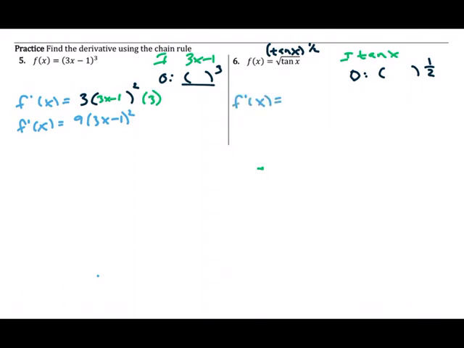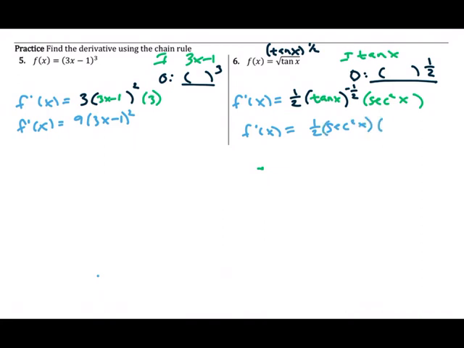So the derivative of the outside is going to be 1/2 times whatever was inside before to the power of negative 1/2. What was inside before was tangent of x. Then you're going to multiply that by the derivative of tangent of x, which is secant squared of x. And I'm just going to rewrite this as 1/2 times secant squared of x times tangent of x to the power of negative 1/2. All right, let's look at a couple more examples.